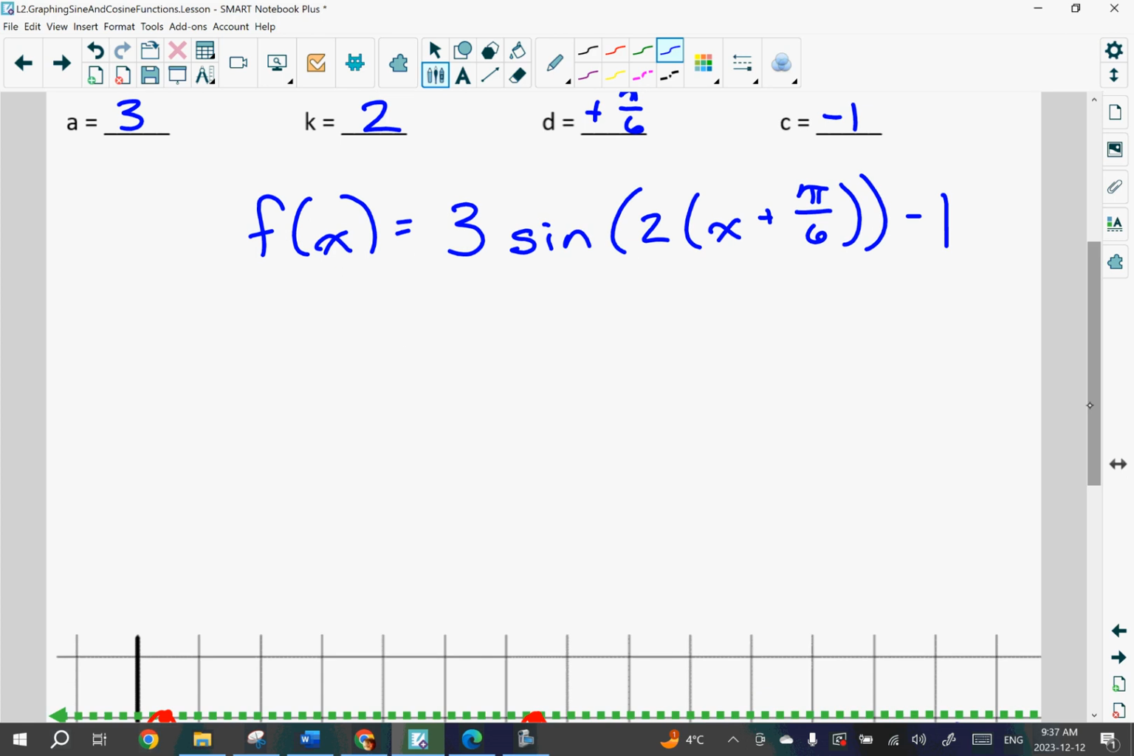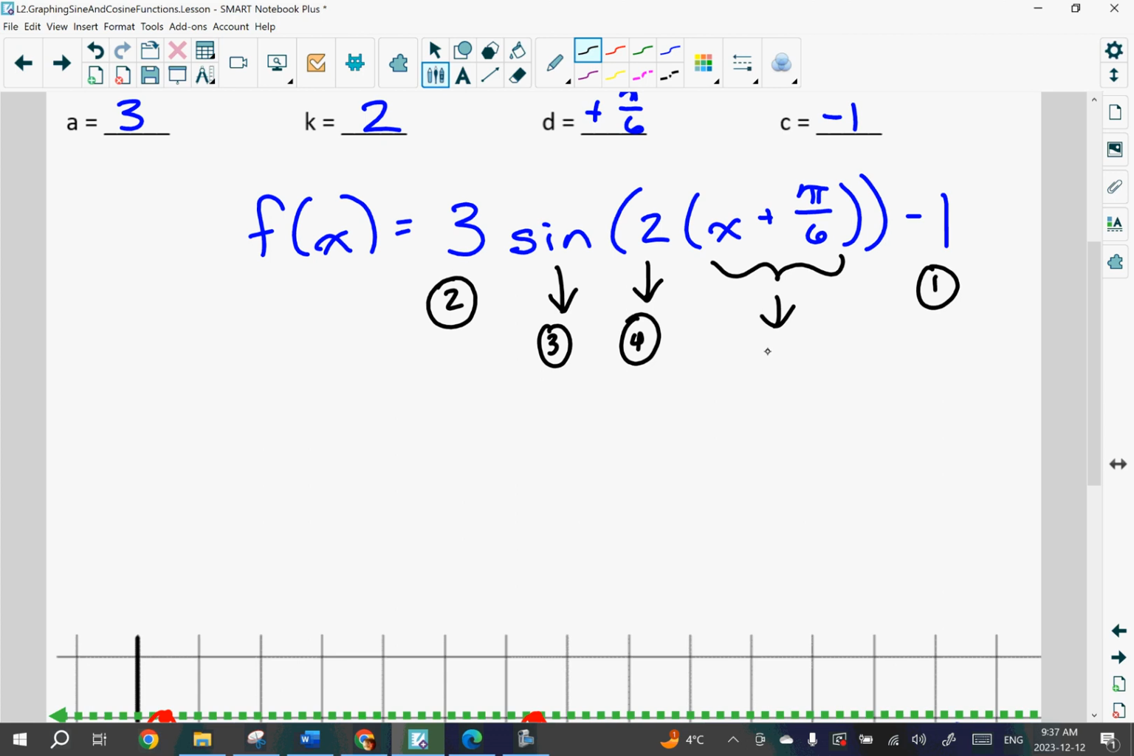So the first thing I did was put the amp line. The second thing I did was create your range by using your amplitude from your amp line. The third thing I did was graph normal and then apply stretch or compression. And then the fourth thing I did, or well, I guess the fifth thing I did, was apply the transformation. Okay.